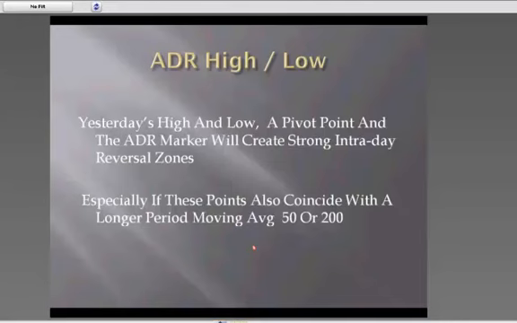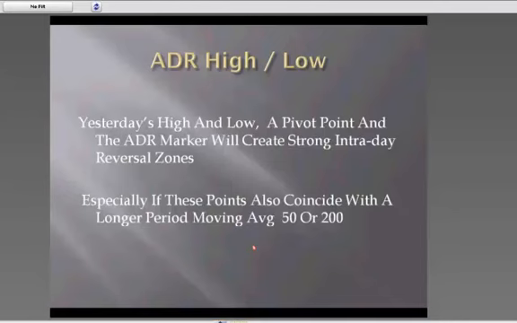So, we have yesterday's low and the ADR marker line up. That's a magnet. Price is going there. It's going to come out of that Asian range, hit the stops low, and go right to that and start the W. That gives you an idea of where the low might be formed today.